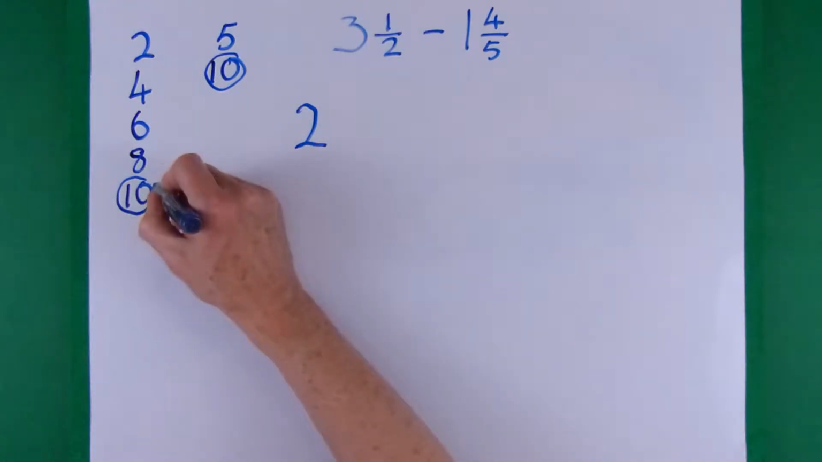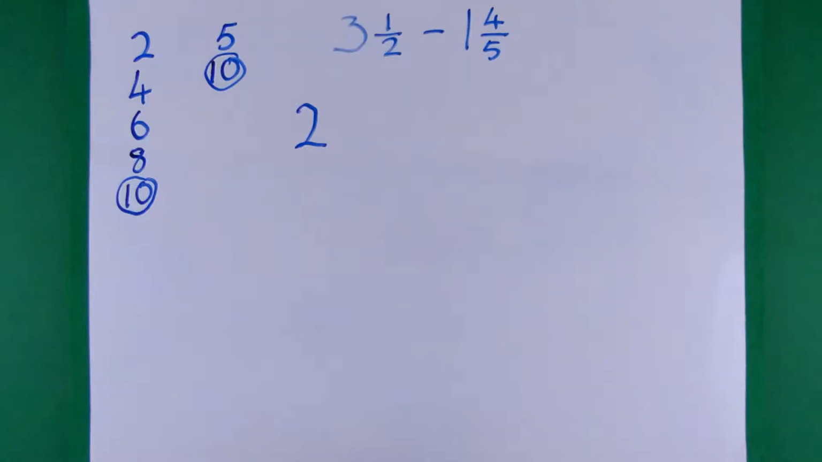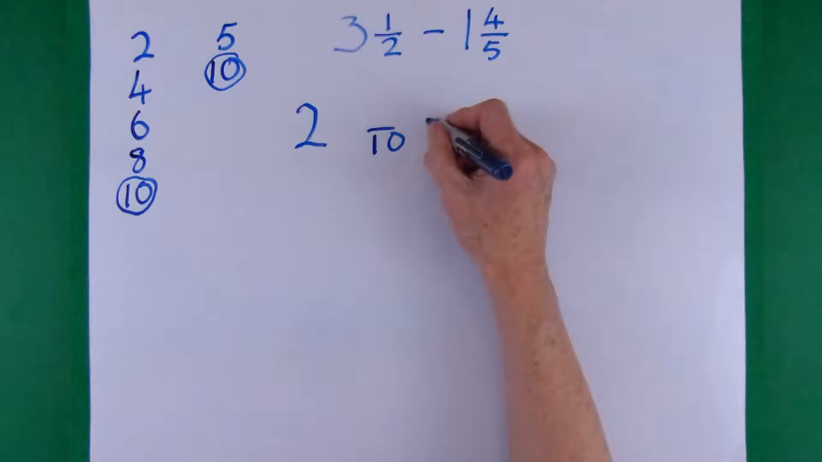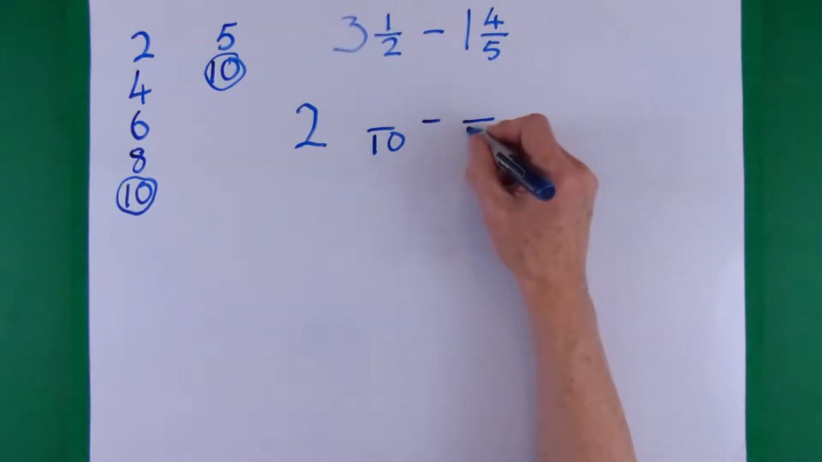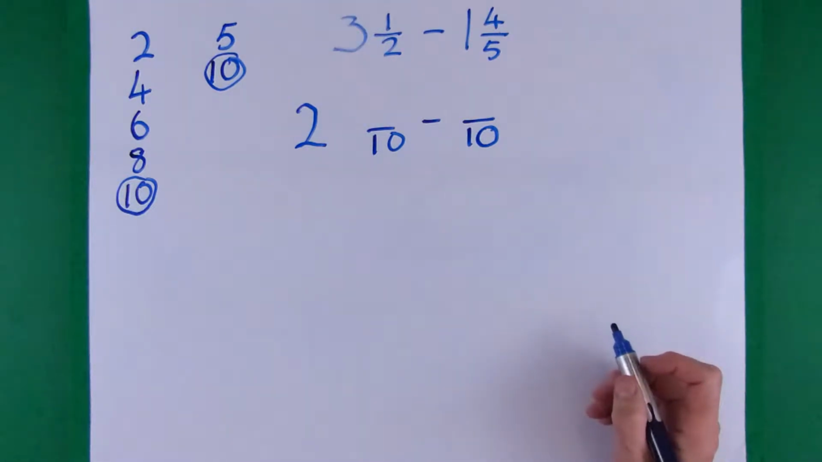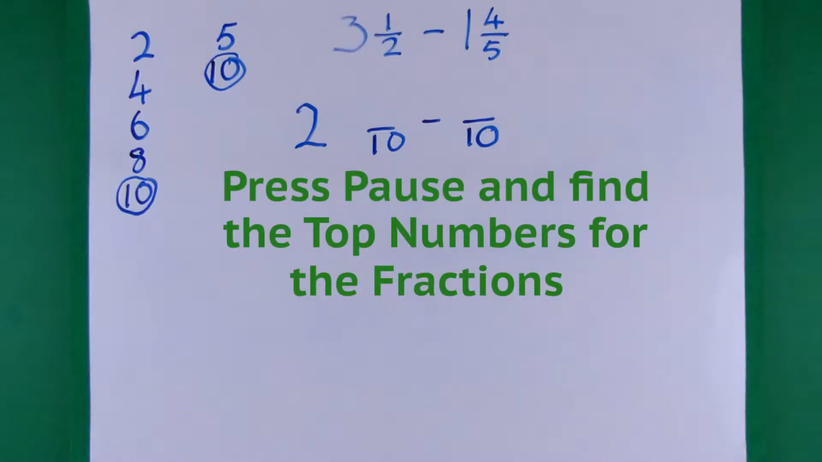So 10 is 5 times the 2 and 2 times the 5. So we write 10 at the bottom of both of the fractions. Now we need to find the top numbers. So could you press pause and find the top numbers for the fractions?